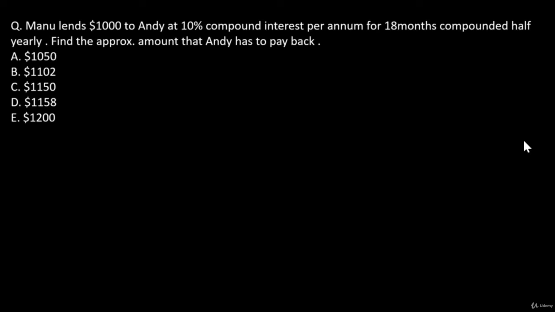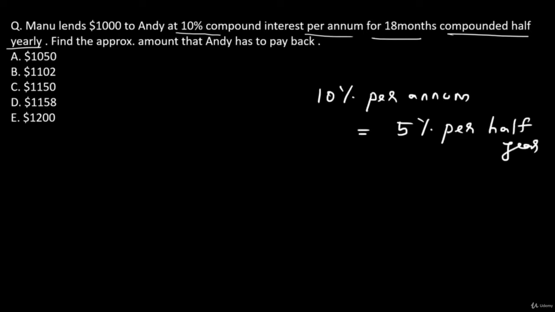Now let's go ahead and solve this together. Now over here, notice that it is mentioned that the interest is compounded half yearly. Alright, so you have to convert the time period over here, that's 18 months, and the interest rate, that's 10%. You have to convert it into half years. Alright, so 10% per annum, that would be 10 by 2, that is 5% per half year.